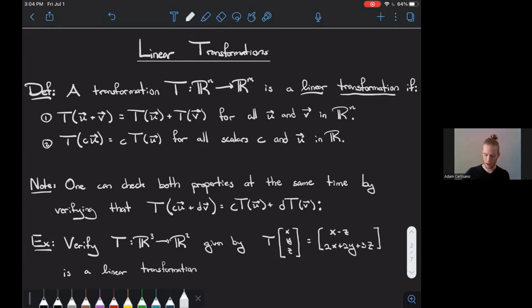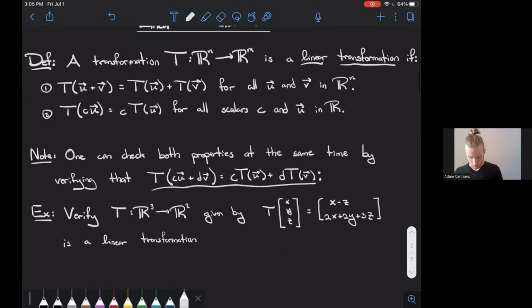By the way, if you were to go and verify whether a transformation is a linear transformation, you can do both of these at the same time by just computing something like this. Does your transformation satisfy T of cu plus dv equals c T of u plus d T of v?